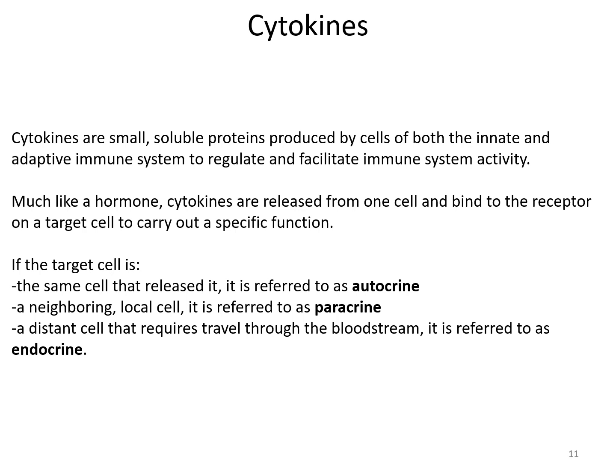If the target cell is a neighboring cell or a cell right next to it, it's called paracrine stimulation. So one cell released the cytokine, and then the cytokine traveled over and stimulated the receptor on a cell next to it, which is paracrine. And then if the target cell is a distant cell, so the cell that releases the cytokine releases it into the bloodstream and then it travels a distance to get to its target cells, then that's endocrine.